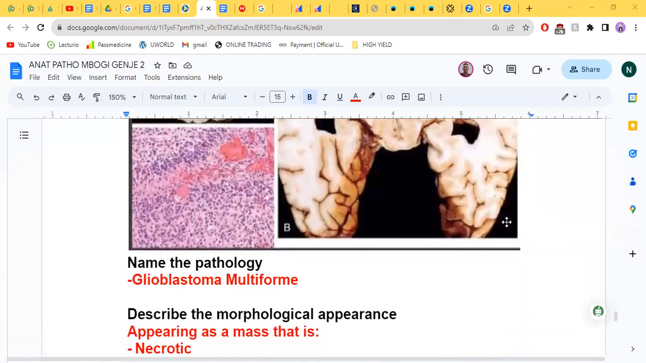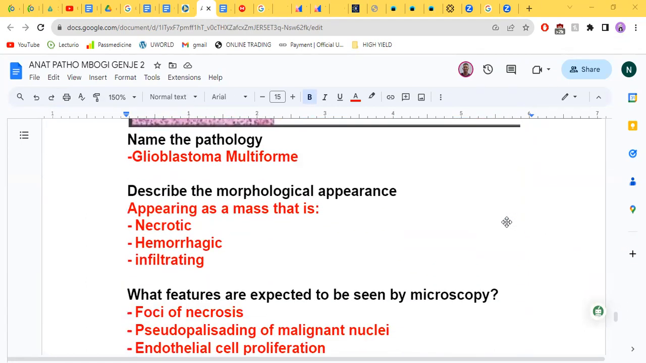Maybe we can move to the next. Oh, sorry, I forgot to ask the diagnosis. The diagnosis is glioblastoma multiforme. Also, the ventricles are maybe smaller, and that means that the lesion is space occupying.